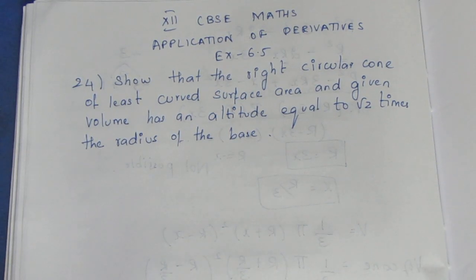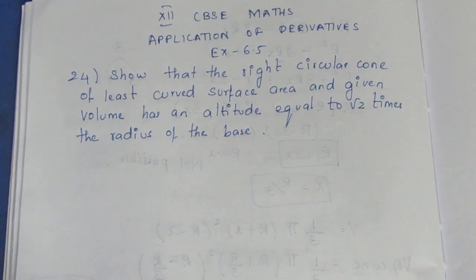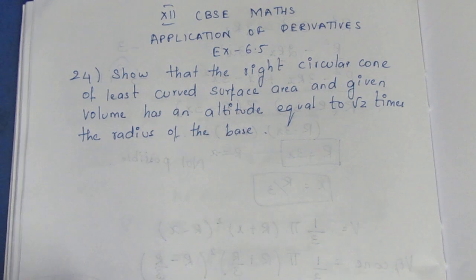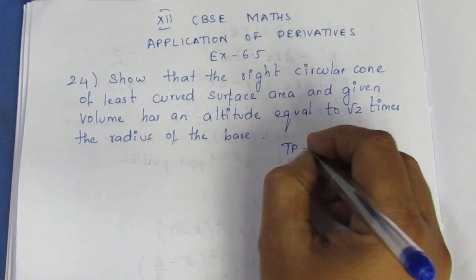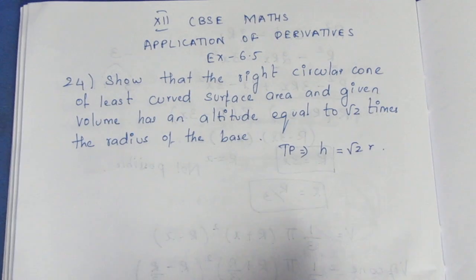Today we are going to see 12 CBSE Maths application of derivative exercise 6.5 question number 24. Let's see the question. Show that the right circular cone of least curved surface area and given volume has an altitude equal to √2 times the radius. So here we need to prove the altitude, that is the height, is equal to √2 times the radius.